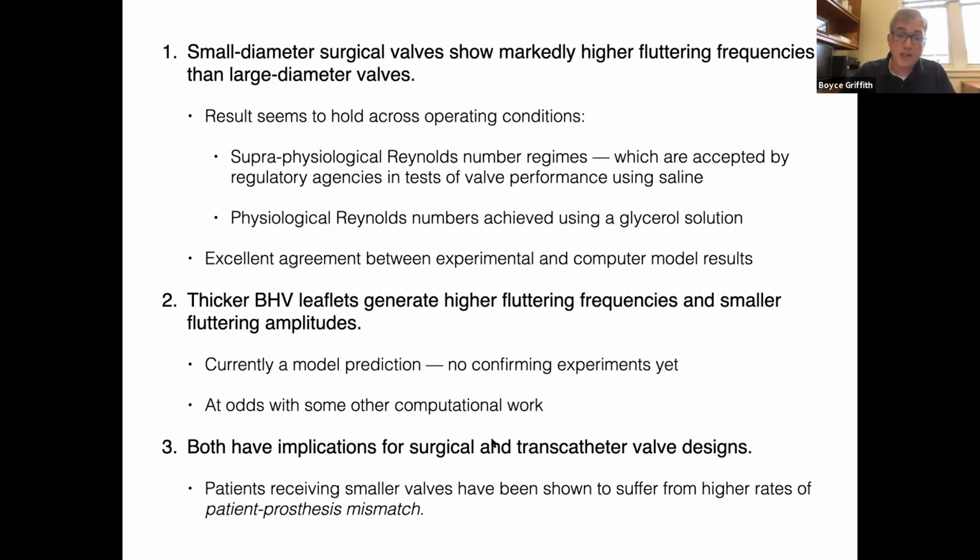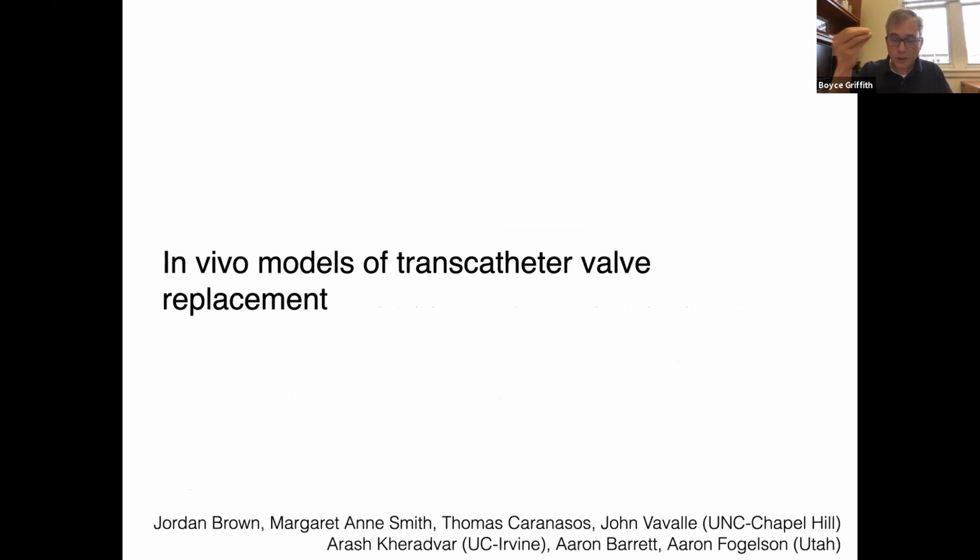Both of these results have implications for both surgical and transcatheter valves. It's been known for a long time that patients that receive smaller surgical valves are at a higher likelihood of developing what's called patient prosthesis mismatch. So basically early valve failure. And this hasn't really been explained in the surgical literature. We think that it could be that these higher fluttering frequencies are resulting in more wear and tear on the bioprosthetic valve leaflets and are resulting in earlier valve failure in these smaller valves than in the larger valve diameters.